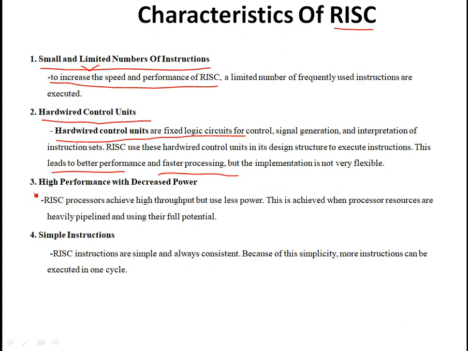Next characteristic is high performance with decreased power. If we have high performance, of course our power will increase. For example, in your mobile or iPod, we want high performance but decreased power, because we don't want to charge the phone every time. That's why we need high performance with decreased power. Next is simple instructions. RISC instructions are very simple and always consistent. Because of this simplicity, more instructions can be executed in one cycle.